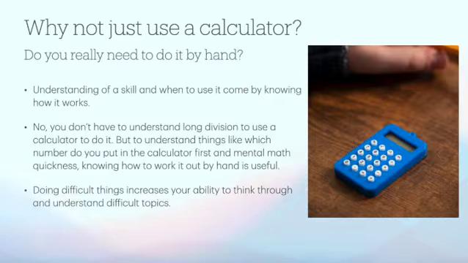The trouble is, do you know which number you would type into your calculator first? Because it makes a difference when you're dividing which number goes in first. And understanding a skill and when to use it all comes by knowing how it works. You don't actually have to understand long division to use a calculator to do it, but you have to understand what division means. So if we take 25,296 divided by 12, if you are putting that into a calculator, one way you're going to get the answer that you want. The other way you're going to get a really freakishly long decimal.